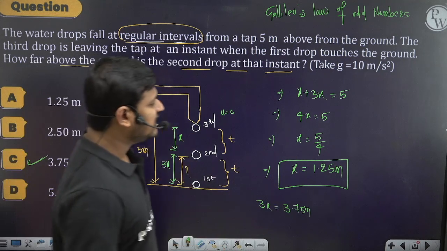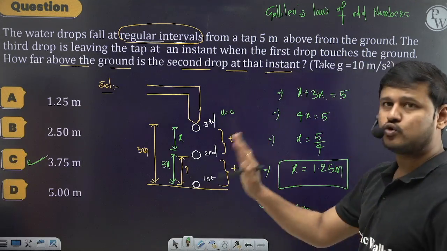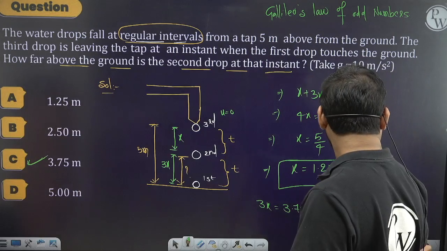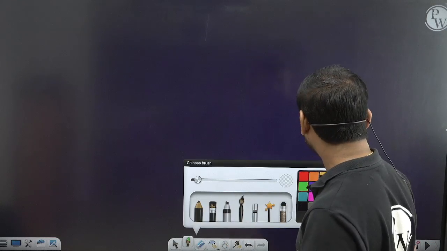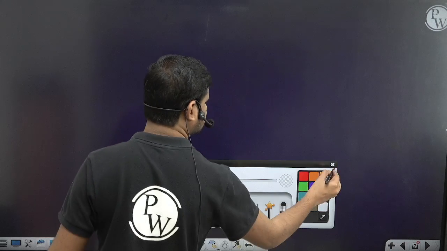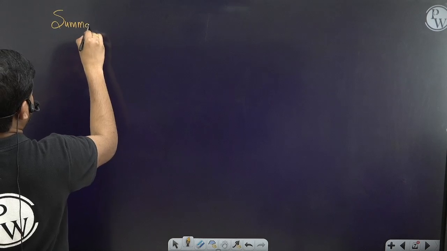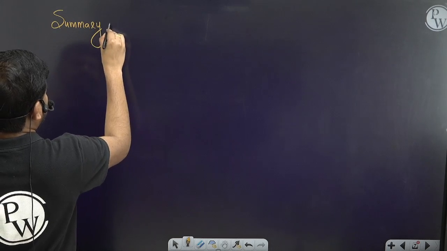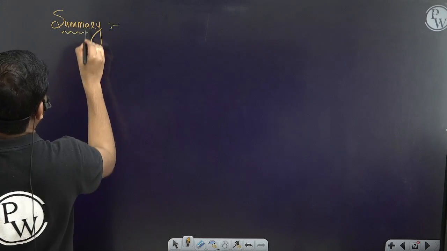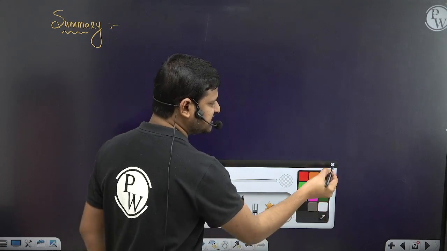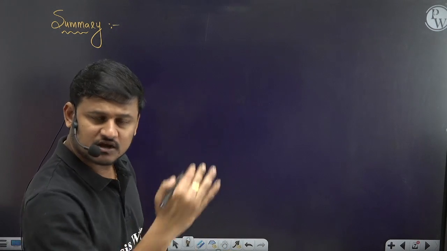Now let me go for the summary of the total motion in a straight line. This is very, very important. Let's go for the summary. Let's start from the basics. Where did we start in the motion in a straight line? Let's go by the sequence.